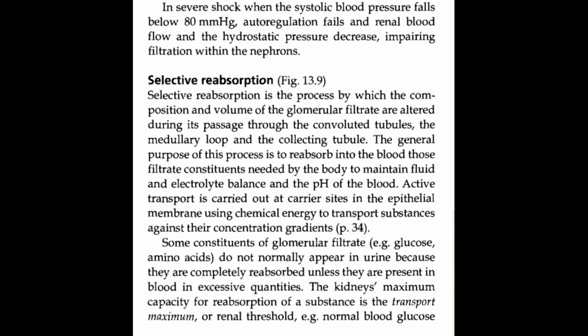Active transport is carried out at carrier sites in the epithelial membrane, using chemical energy to transport substances against their concentration gradients. Some constituents of glomerular filtrate, for example glucose and amino acids, do not normally appear in urine because they are completely reabsorbed unless they are present in blood in excessive quantities. The kidneys' maximum capacity for reabsorption of a substance is the transport maximum or renal threshold. For example, normal blood glucose.